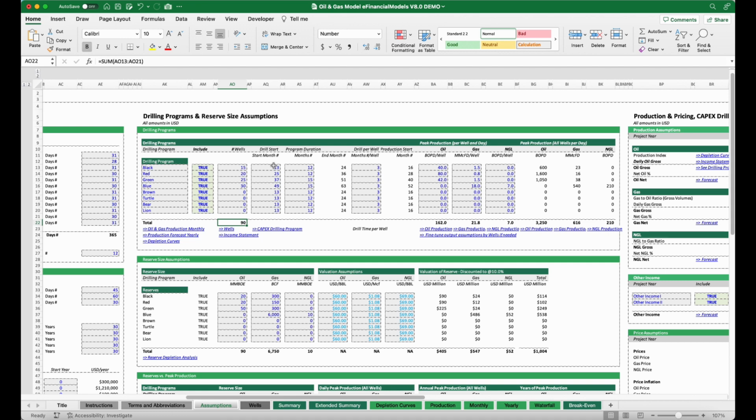Each program can start at a different point in time, here measured in months. So month 13 means that's the first month of the second forecast year, and month 25 is the first month of the third forecast year.